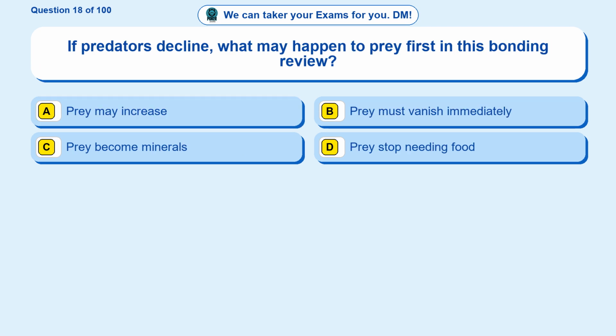Question 18. If predators decline, what may happen to prey first in this bonding review? Option A. Prey may increase. Option B. Prey must vanish immediately. Option C. Prey become minerals. Option D. Prey stop needing food.